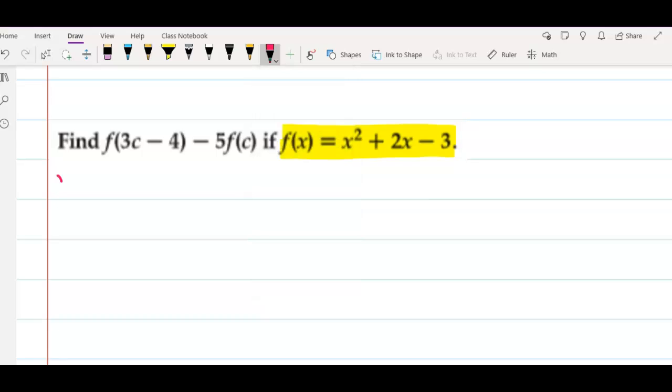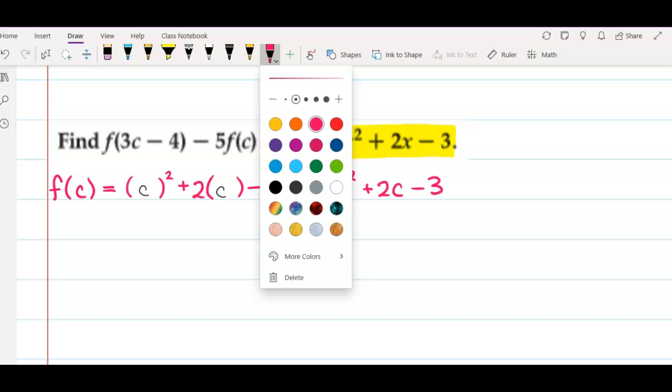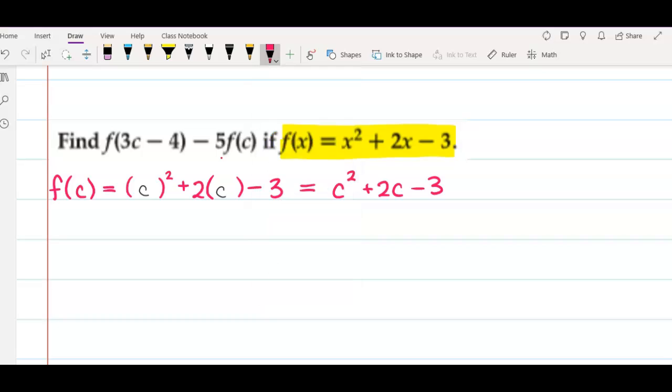First, I'm going to find f of c. And again, I'm going to rewrite this function, but everywhere I see an x, I'm going to replace it with a set of parentheses. And now I'm going to substitute c everywhere that I have that. And when I simplify, I get c squared plus 2c minus 3. That takes care of f of c.